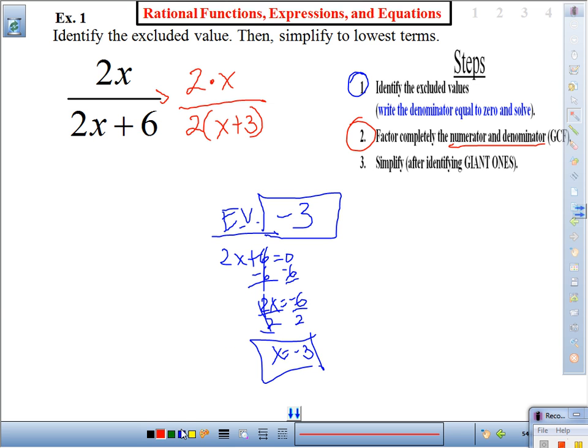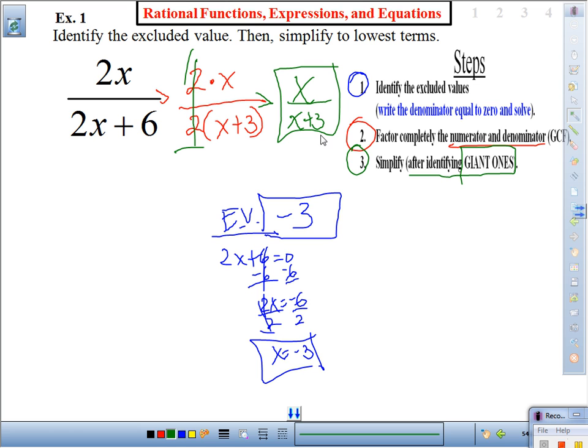There it is. However, the last step to simplify to lowest terms, I need to identify giant ones. What does that mean, Mr. Q? Something over something that's identical. Do you see something identical? Yes, the 2 over 2. Now some of you are wanting to cancel this, but we can't do this because this one's inside the parentheses and there's addition. Therefore, what do I have left? x over x plus 3, and I'm done. Why, Mr. Q? Because this one is addition, not multiplication. That's why we cannot do that anymore. Copy that, please. And that's simplest form.